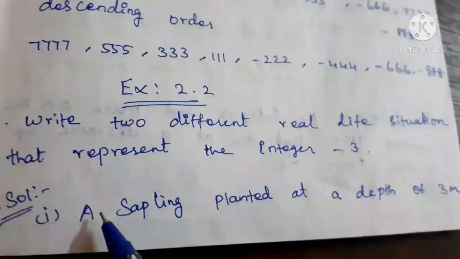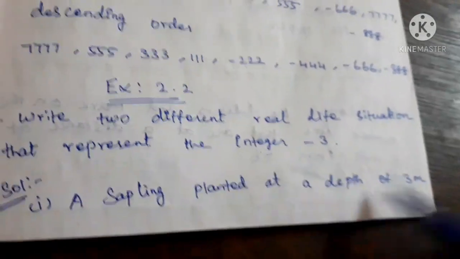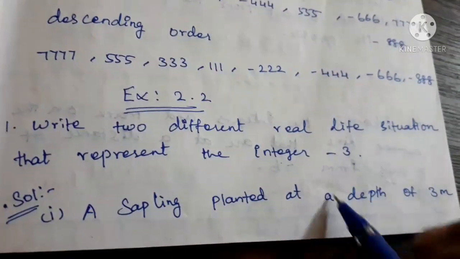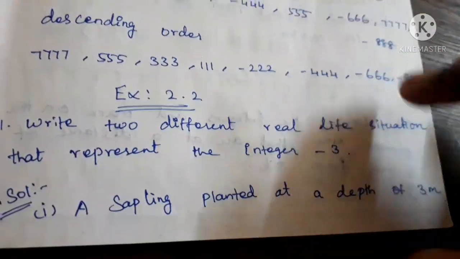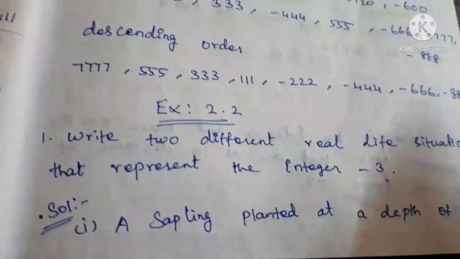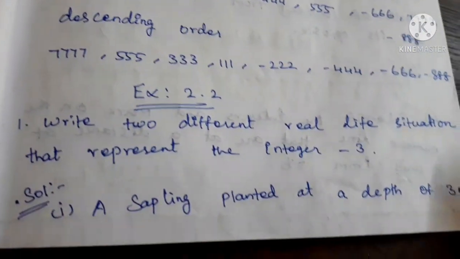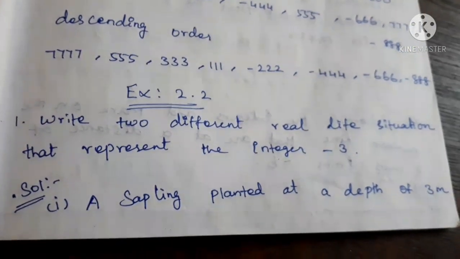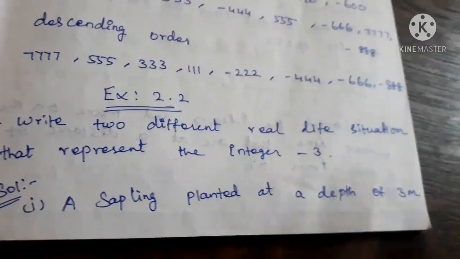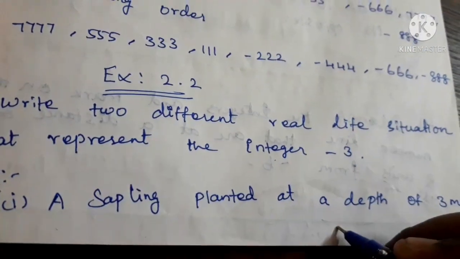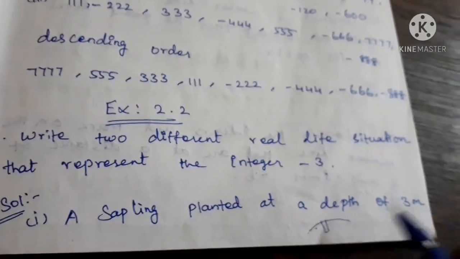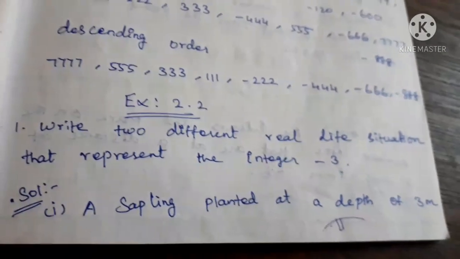Okay, so I am writing the first one as a sapling planted at the depth of 3 meters. We know that depth represents, in Tamil we say Aram, how much ever inside the earth is dug and it is kept. See, this is the earth's surface. So we dig 3 meters for a plant to be planted. So this is an example of minus 3.